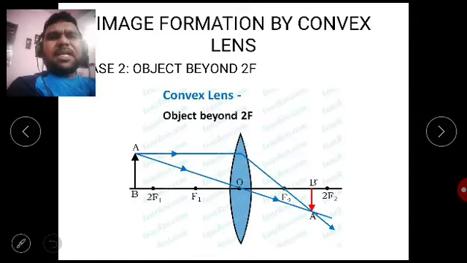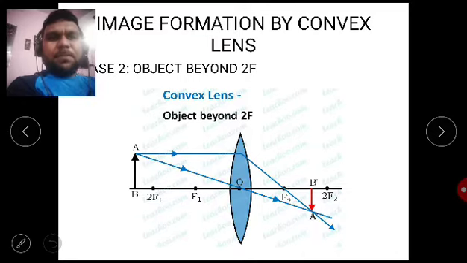Next case, when object is beyond 2f. When object is beyond 2f, the image formed will be between f2 and 2f2. The image will be diminished. Diminished means smaller than the original object. It will be real. It will be inverted. What I told? Real, inverted, diminished, between f2 and 2f2. And when will it happen? When object is placed beyond 2f1.